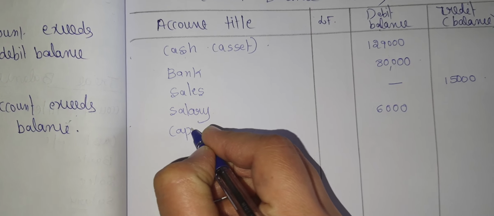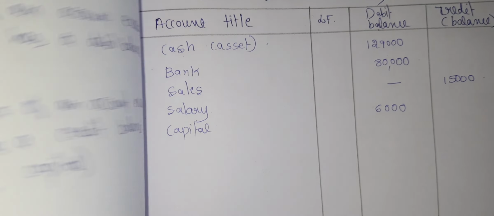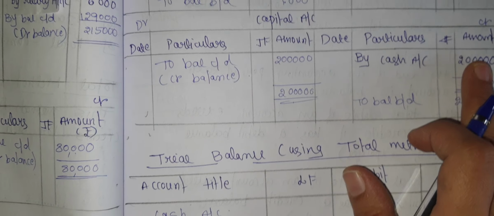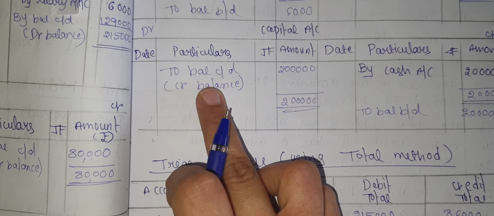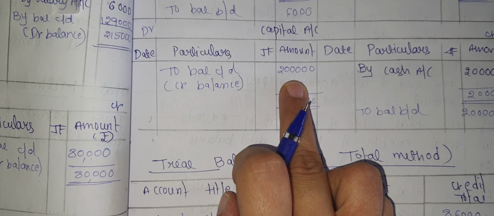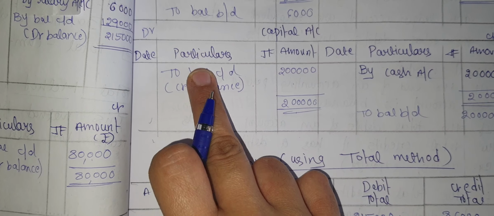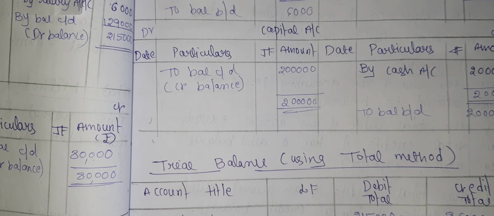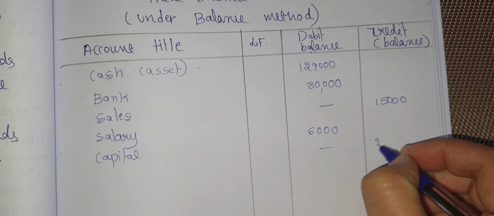Next one, capital. Liabilities, income, capital. For them, the rule is credit exceeds the debit. To balance carried on rupees 2 lakh. Here closing balance is rupees 2 lakh. It comes in the debit side, but the rule is if the credit exceeds the debit, it has a credit balance. Fine, that is rupees 2 lakh. Write down in the credit side, correct. Capital, that is rupees 2 lakh.